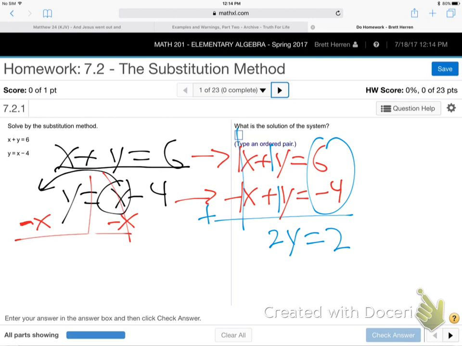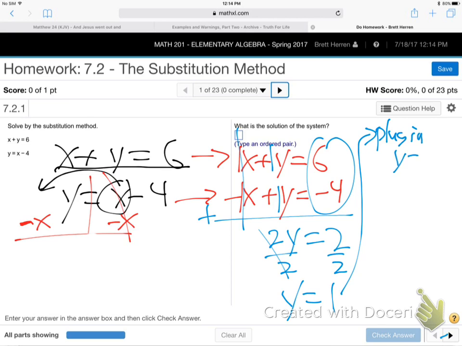How do we finish solving for y there? Divide by 2. Y is 1. So we got y. How do we get x now? Go plug it in. Come up here, like always. This is exactly the same. Plug in y is 1.